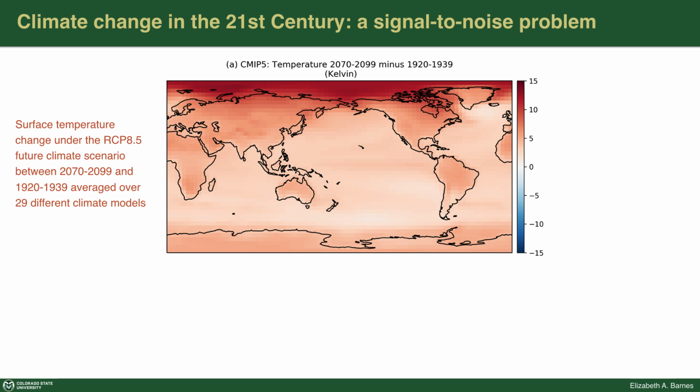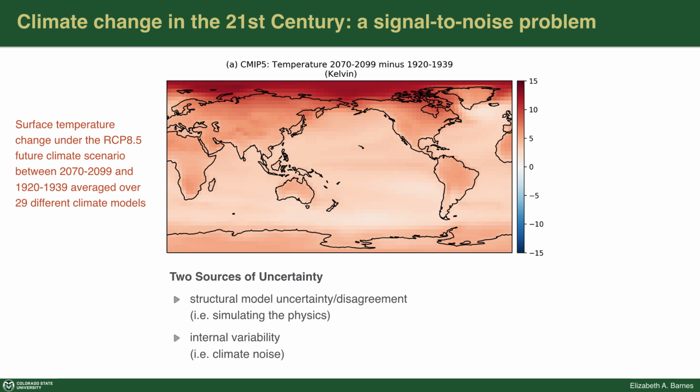Now, while this picture of climate change is well known to many of us, what's hidden under this picture are really two sources of uncertainty. The first is the idea of structural model uncertainty or model disagreement. The idea that we have 29 different climate models here that all have slightly different ways of simulating the Earth system and its response to climate change. And all of that is hidden within this average.